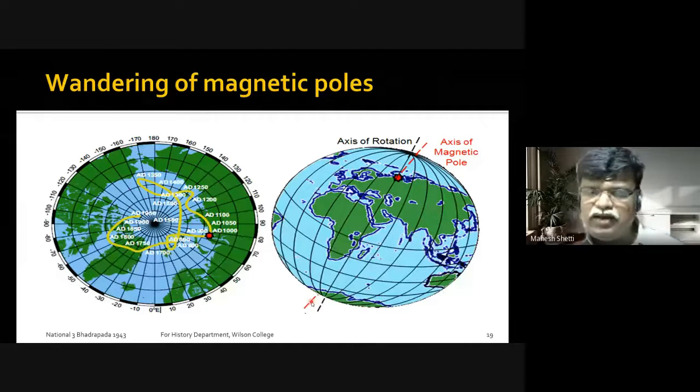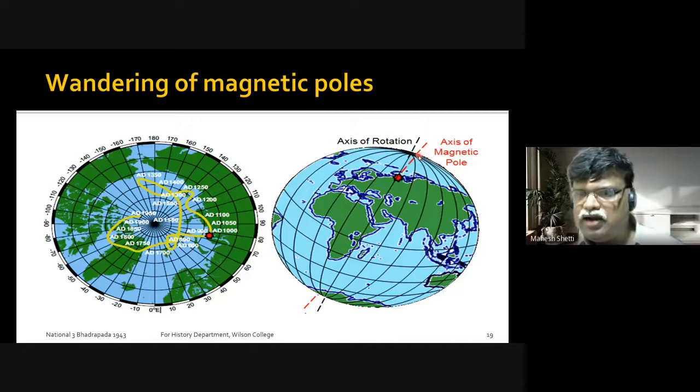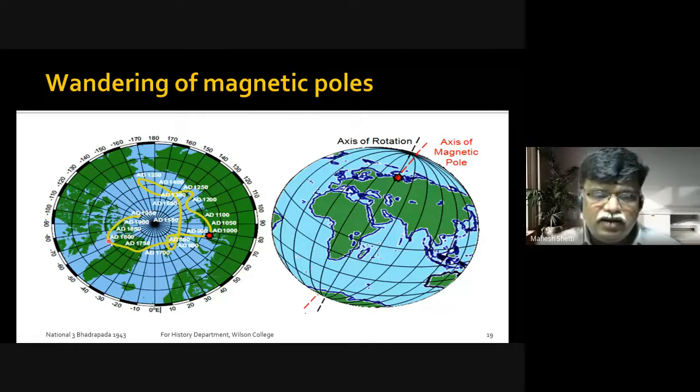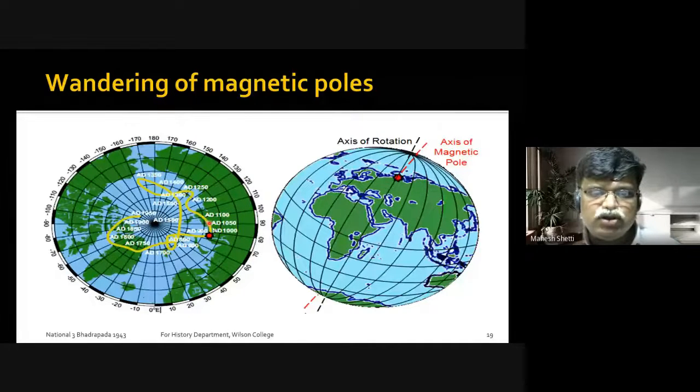But what is interesting is this magnetic pole, wherever that axis cuts and comes out of Earth's surface, that is called the actual or true magnetic North Pole. So that pole seems to be wandering around the polar region. In different times in history, it was at different places. And you can see that the wandering was too much.